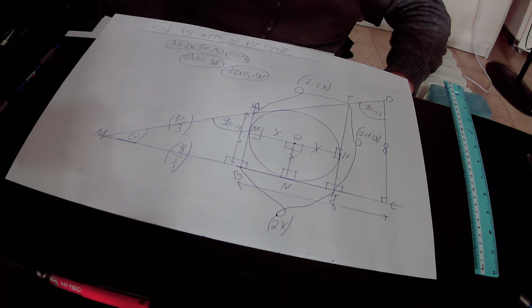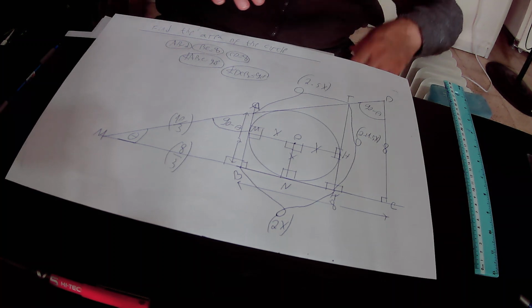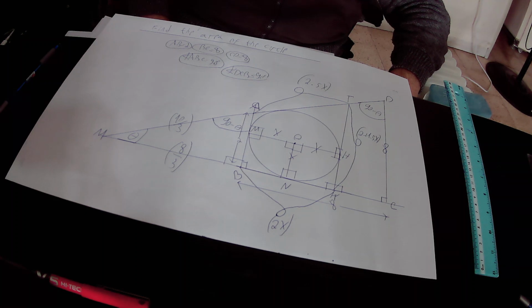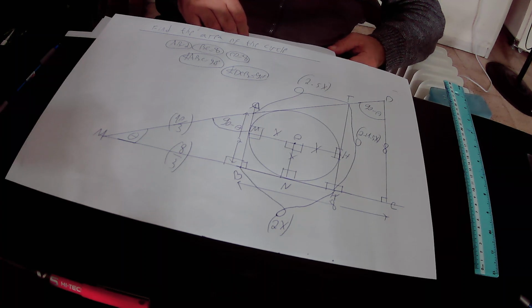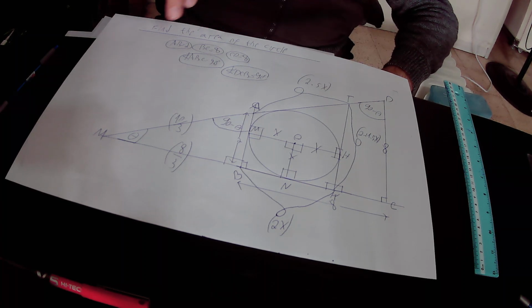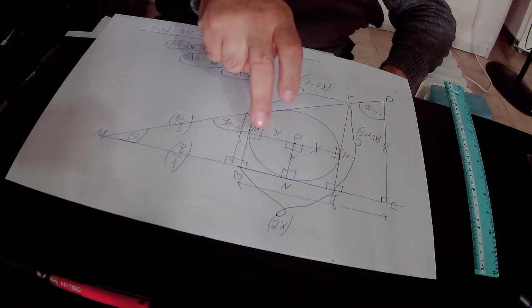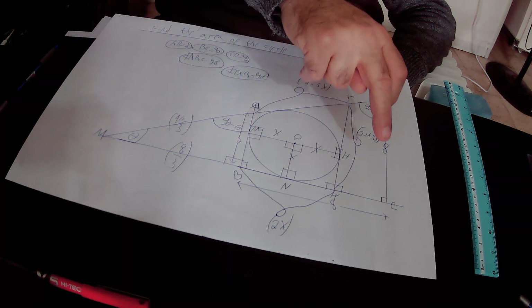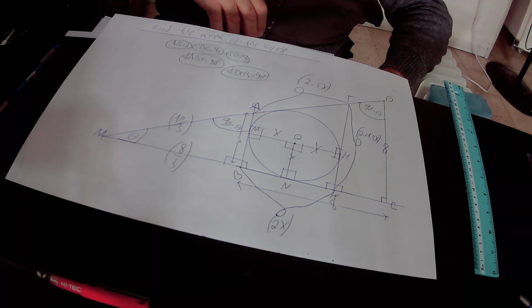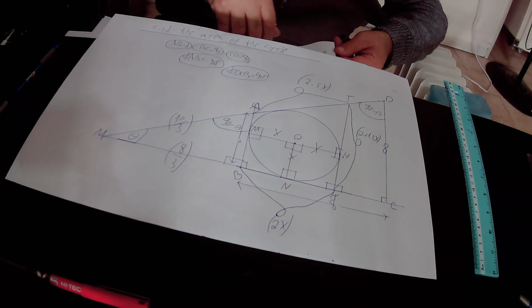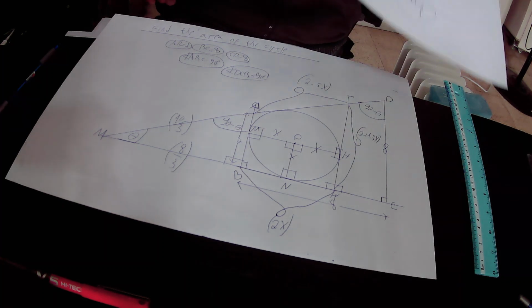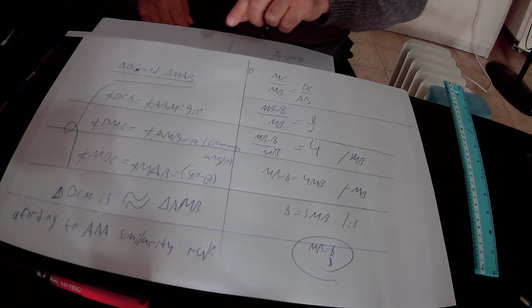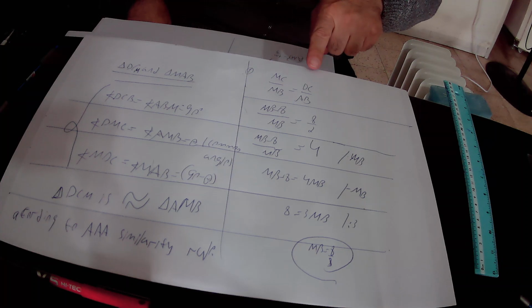So, because the two right triangles are similar to each other, we conclude that the following relationship exists between their sides. We conclude that MC in the big triangle over MB in the small triangle equals DC in the big triangle over AB in the small triangle. Repeat again. We conclude that MC over MB equals DC over AB.